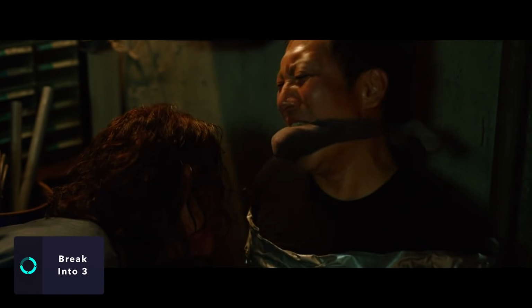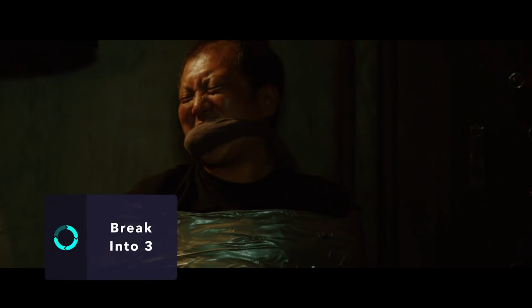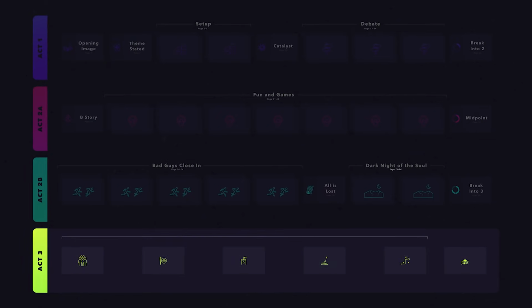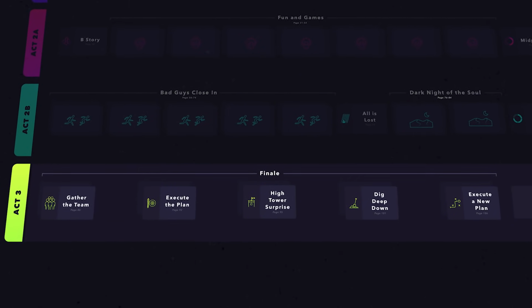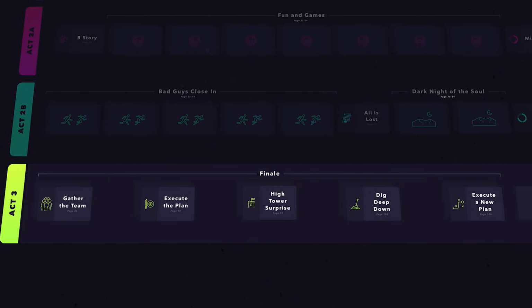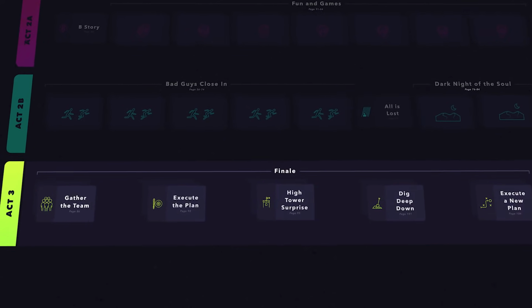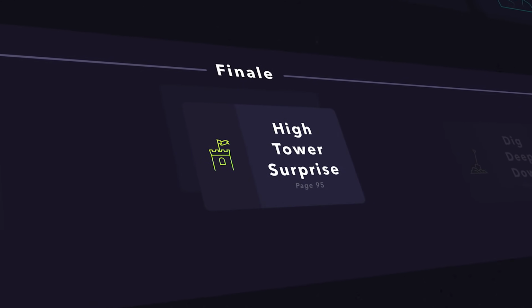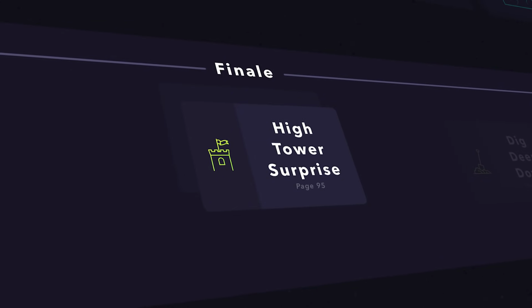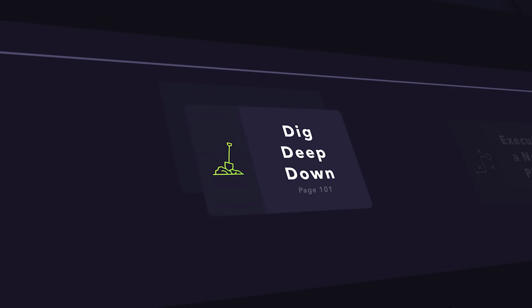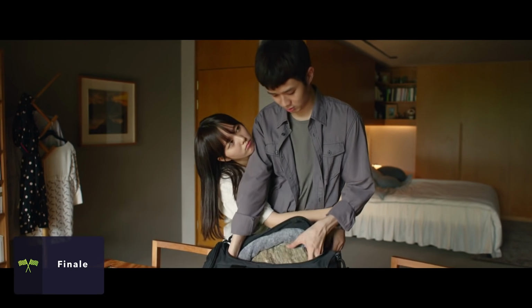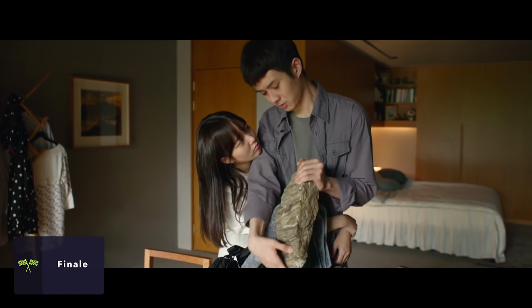He knows what must be done. This is his last chance to fulfill the thematic premise by eliminating the obstacles in his path. And we head into the finale, where the hero finishes what they started. A riveting finale is broken up into 5 distinct sub-beats. First, to gather the team, then execute the plan, followed by a high tower surprise where the plan fails, forcing the protagonist to dig deep down, and finally, execute a new plan. The finale not only gives the hero a chance to finish the quest, but also to demonstrate their transformation.